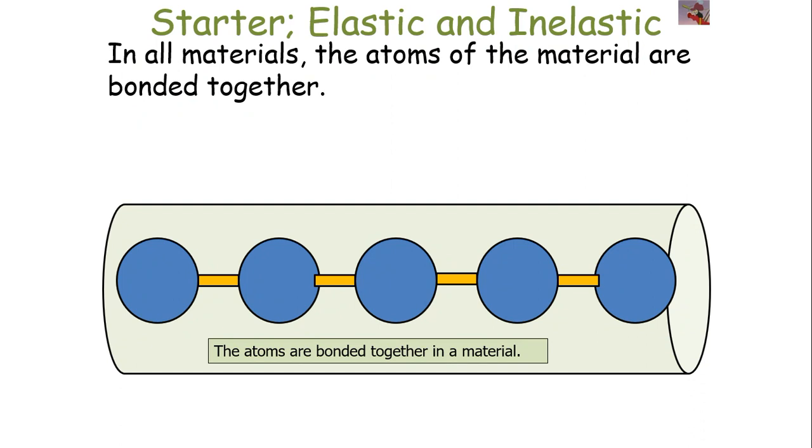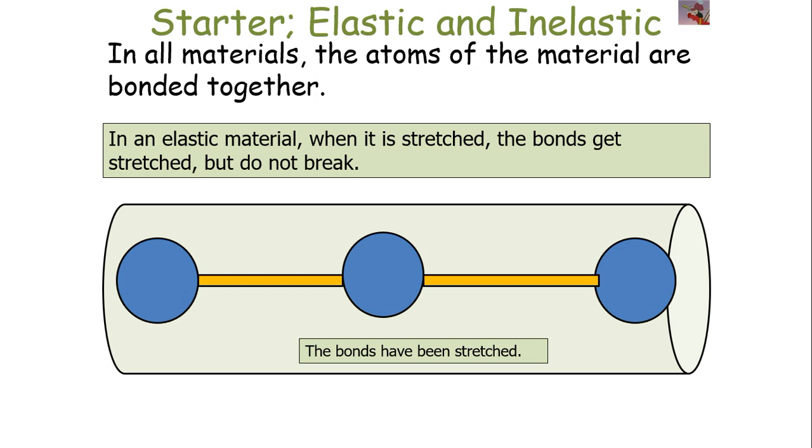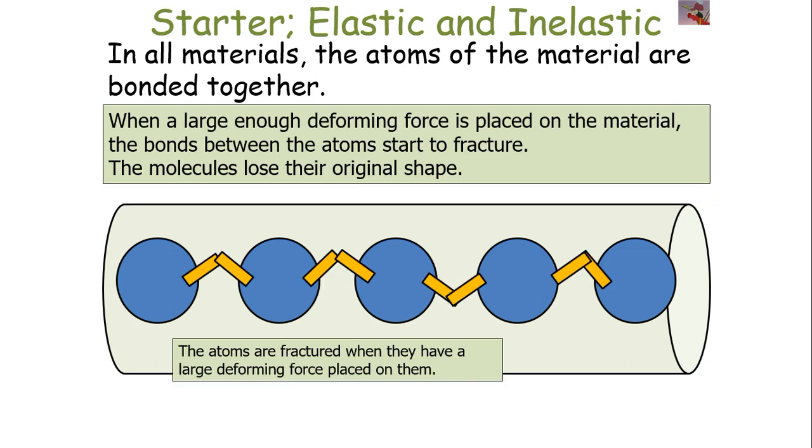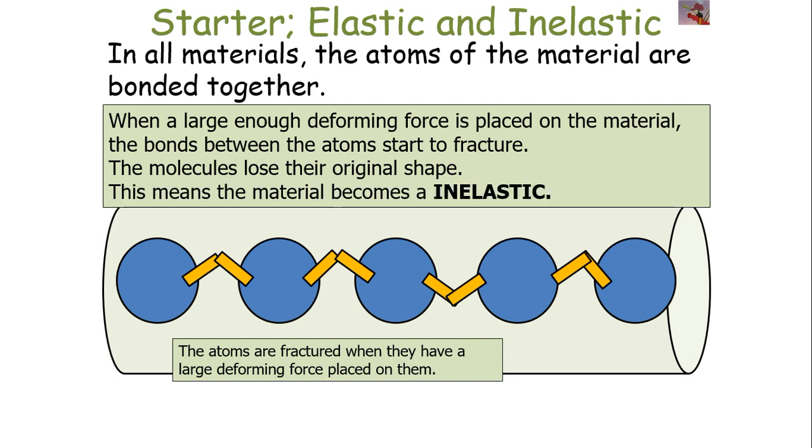Now, in all materials, the atoms of the material are bonded together. In an elastic material, when the material is stretched, the bonds get stretched but don't break. That means that when the deforming force is removed, the atoms go back to their original shape. But if there's a large enough deforming force acting on it, the bonds between the atoms start to fracture, so the molecules lose their original shape and pattern. This means the material becomes inelastic.